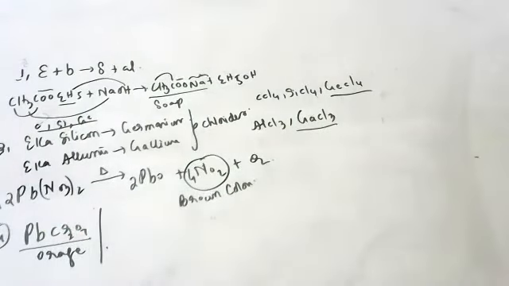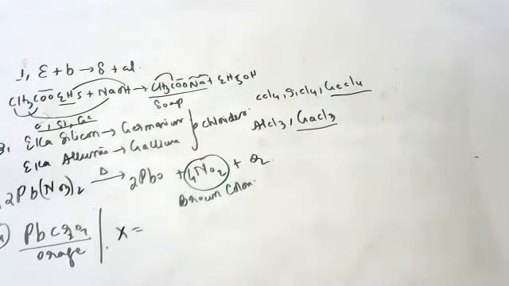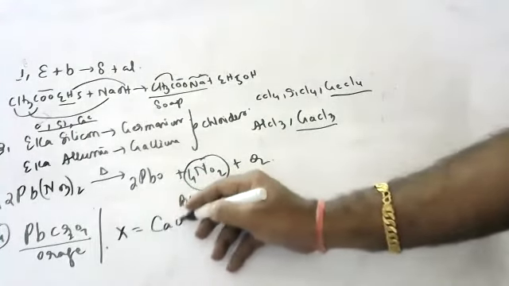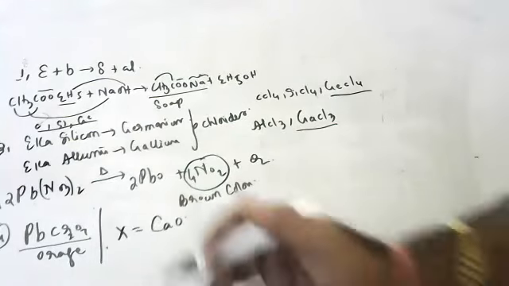Okay, I don't know why they asked that question. They did not ask anything else. A suspension of X is used for whitewashing. What is used for whitewashing, children? CaO. What happens when whitewashing is done?